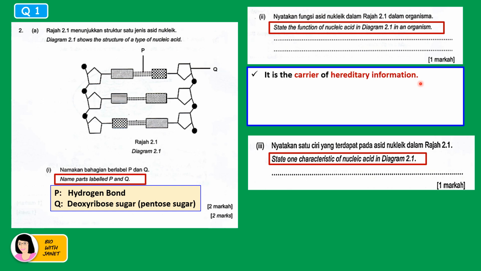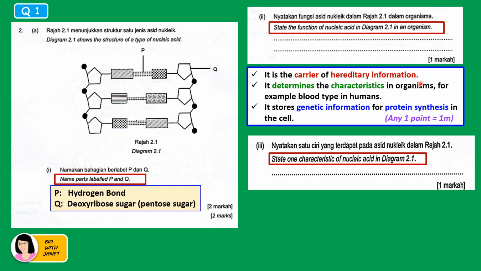Firstly, it is the carrier of hereditary information. That means genetic information that can be passed down from parent to child. Secondly, it determines the characteristics in an organism, or you can say it's a determinant of characteristics in organisms, for example, blood type in humans. Thirdly, it stores genetic information for protein synthesis in the cell. The genetic information here is about the synthesis of different types of proteins in the cell. Any 1 point, 1 mark.